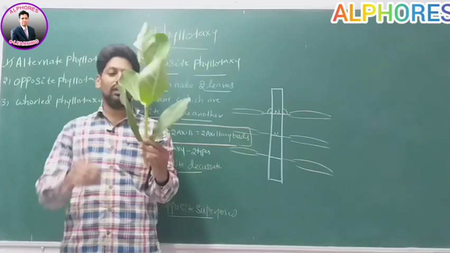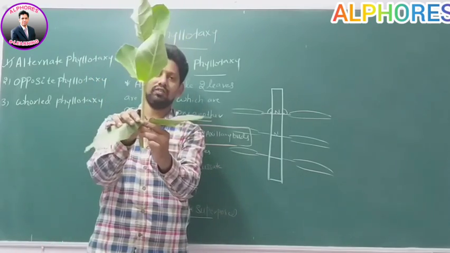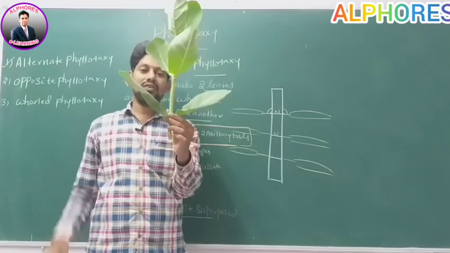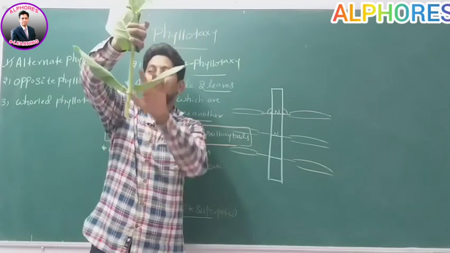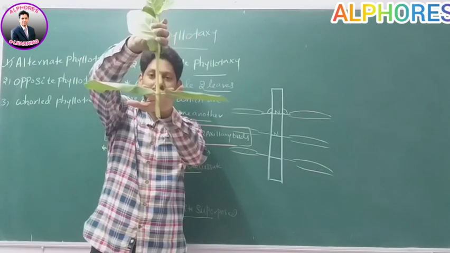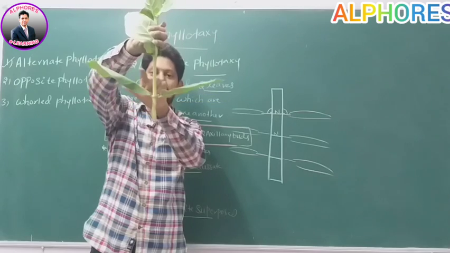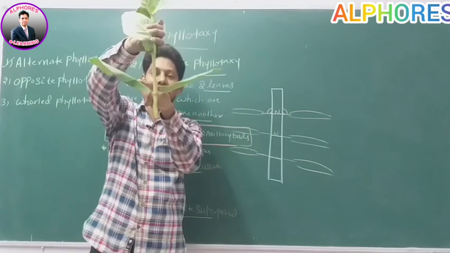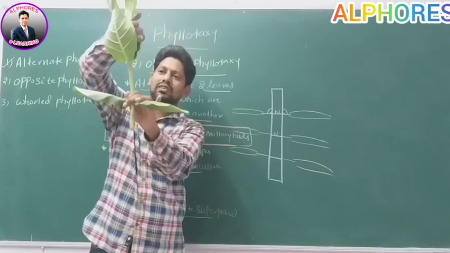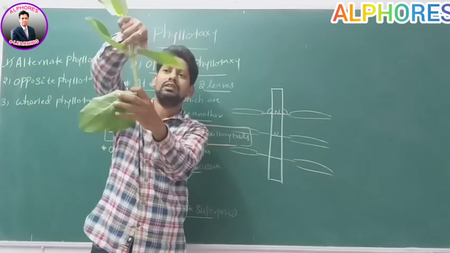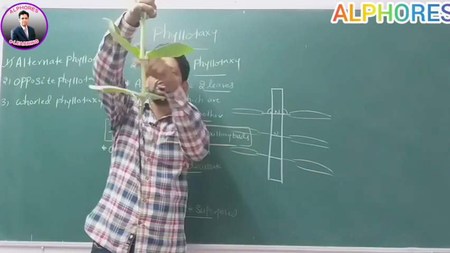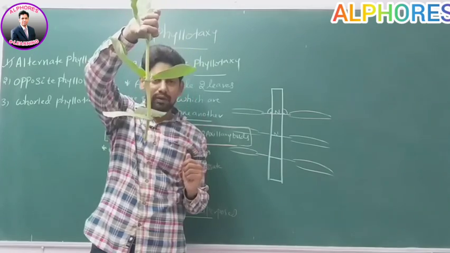This is a Calotropis plant, milkweed, right? Now, see this plant. One node is having how many leaves? 2 leaves. Are these 2 leaves present on the same side? No, they are on opposite sides. So this becomes which phyllotaxy? Opposite phyllotaxy. You can check another node also, any node. At this node, how many leaves are there? 2 leaves, 1, 2. These 2 leaves are opposite to one another. Is this statement okay? Right.